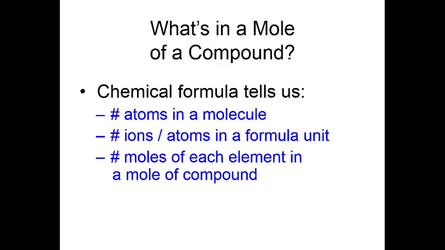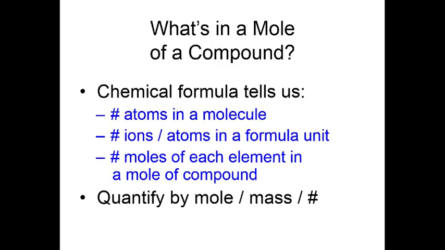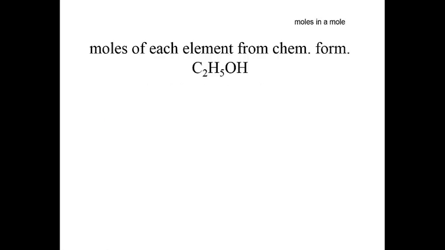A simple chemical formula, along with the molar masses of the elements from the periodic table, will allow us to quantify a compound by moles, by mass, or by number of atoms or ions. We can find the moles of each element of a compound in the chemical formula. Using ethanol as an example, we can quantify carbon, hydrogen, oxygen, or the compound as a whole. CPD is our abbreviation for compound.